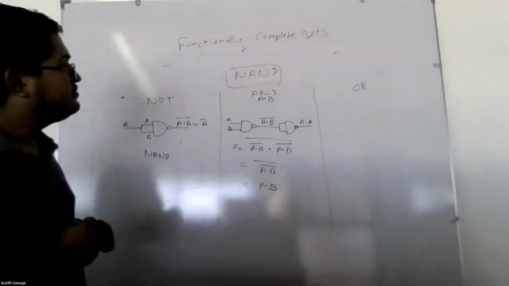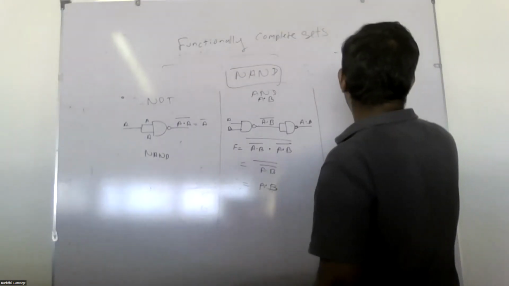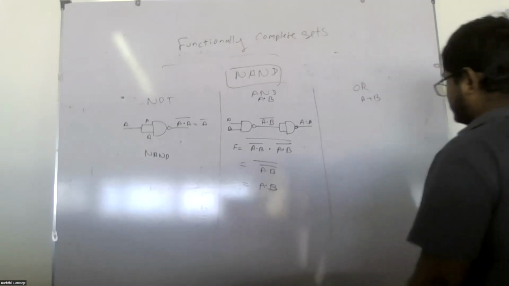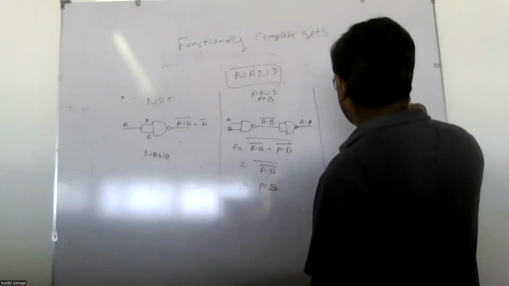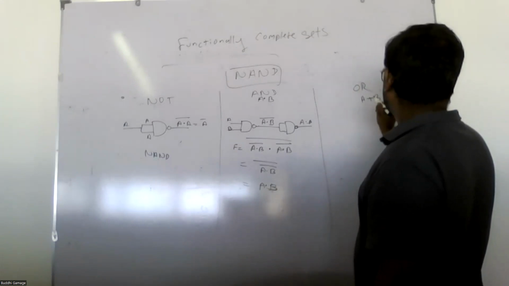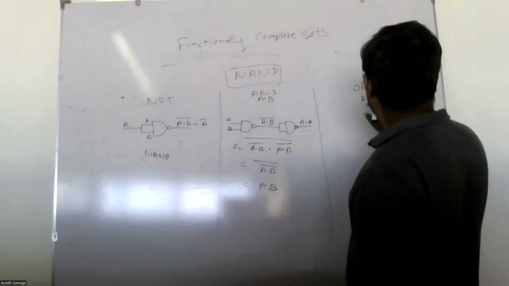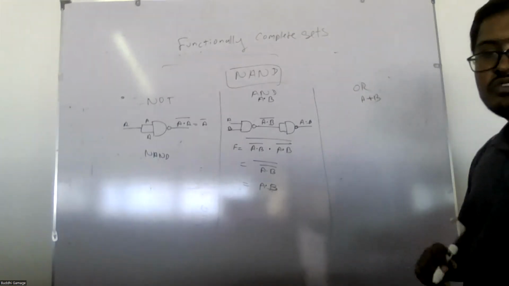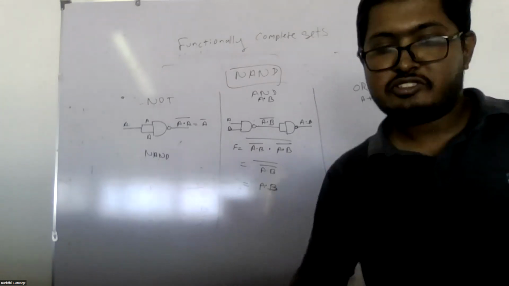So here our F is A dot B. How to do the OR? So OR is A plus B. What we can do is, first we need to remove this plus. Then we can simply derive the circuit.